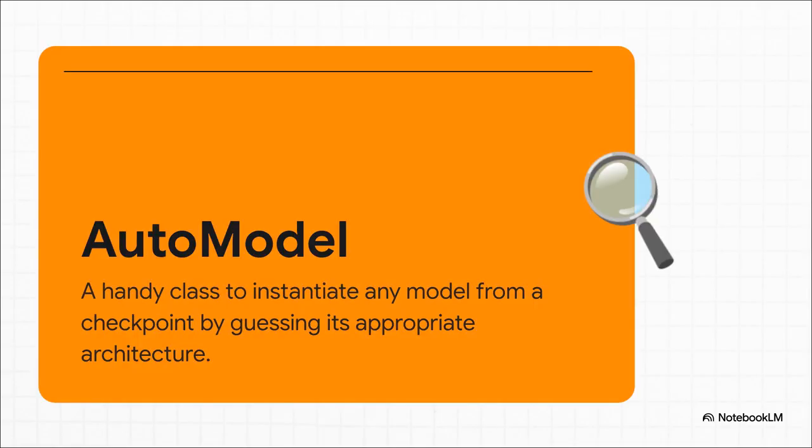Well, the answer is just so beautifully simple. It's a class called AutoModel. Seriously, think of this thing as the universal remote for AI. You don't need to know the specific commands for BERT versus, say, GPT-2. You just tell this one class the name of the model you want, and it does all the heavy lifting for you. It's incredibly powerful, but it's just one line of code.